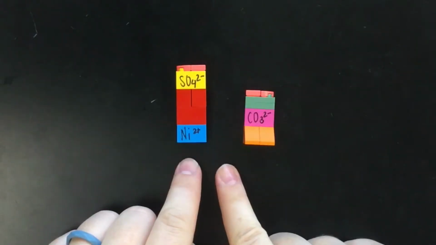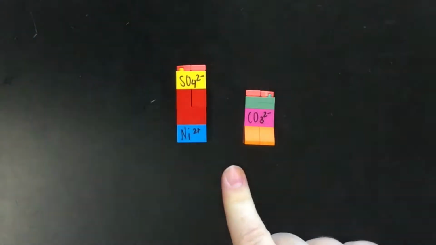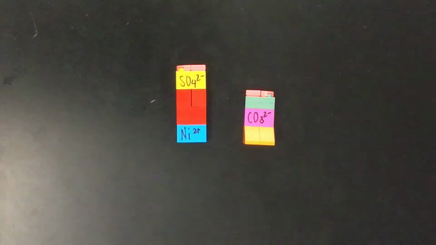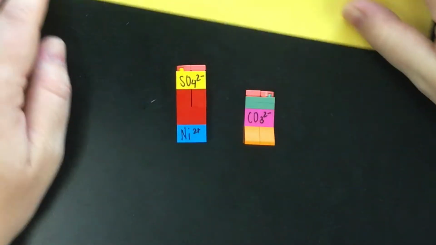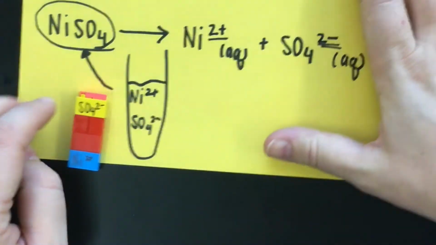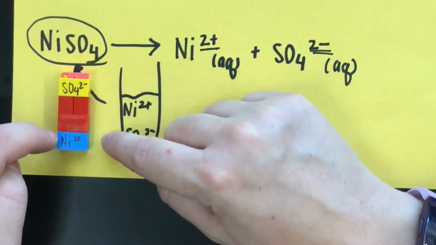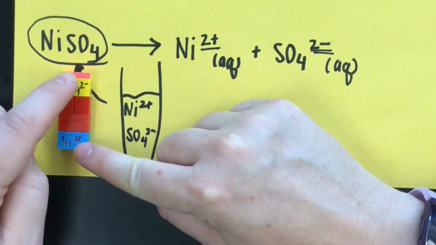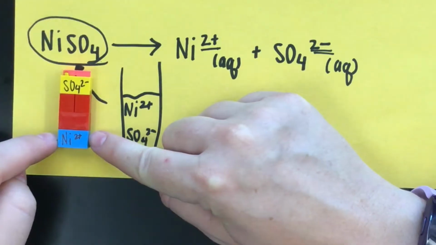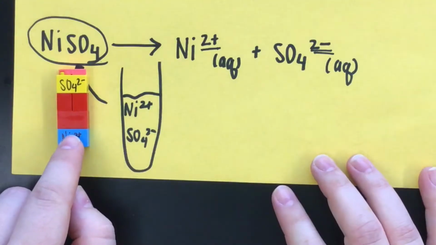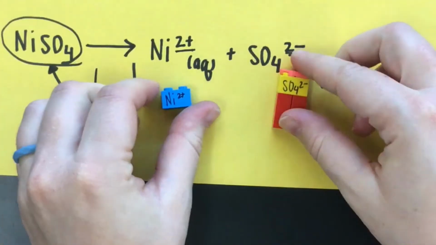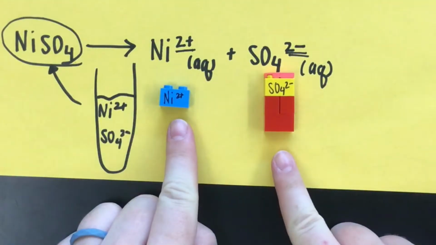Let's look at what this means in terms of our Lego pieces, because our Lego pieces are modeling what's happening to the molecules. So let's start with our nickel sulfate. Here I have nickel sulfate as a salt. We can see that the sulfate is made up of these red, orange, and the capper pieces, and my nickel is the piece on the bottom. So when I stick this salt into water, it will break apart into its two component parts.